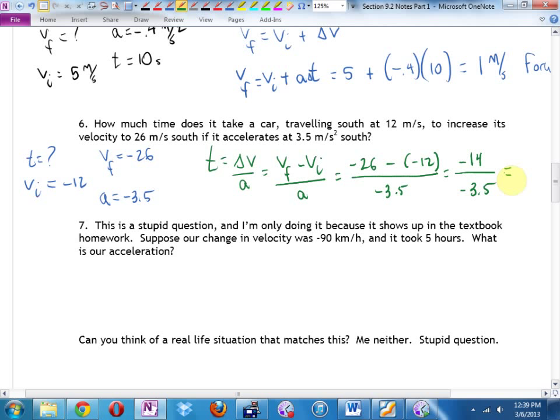Woohoo! 4 what? Meters per second squared? That would be if I was finding acceleration. But I'm pretty sure I'm not finding acceleration because I'm a good student and I've chosen to memorize the units so I don't make that sloppy mistake. 4 what? Seconds. Positive 4 seconds.